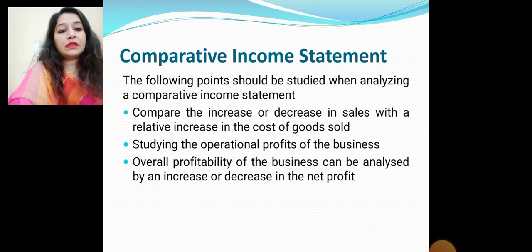The following points are basically included when analyzing the comparative income statement. Number 1, compare the increase or decrease in sales with the relative increase in the cost of goods sold. Number 2, study the operational profit of the business. Next, the overall profitability of the business can be analyzed by an increase or decrease in the net profit.